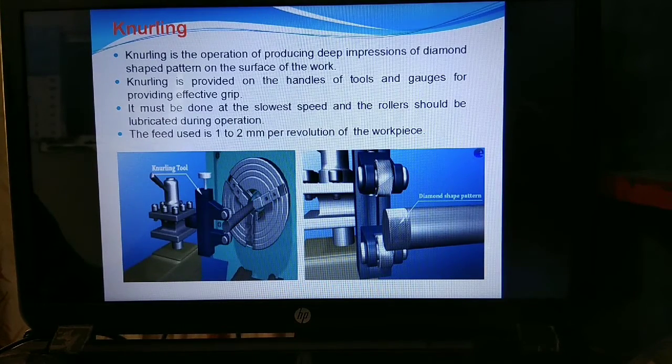The knurling operation is the operation of producing a deep impression of a diamond-shaped pattern on the surface of the work. Knurling is provided on the handles of tools and gauges for providing an effective grip. It must be done at slow speed and the rollers should be lubricated during operation.